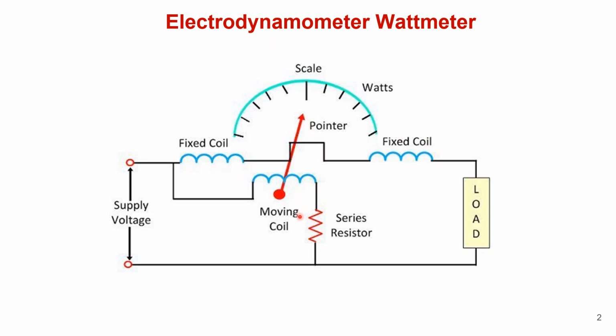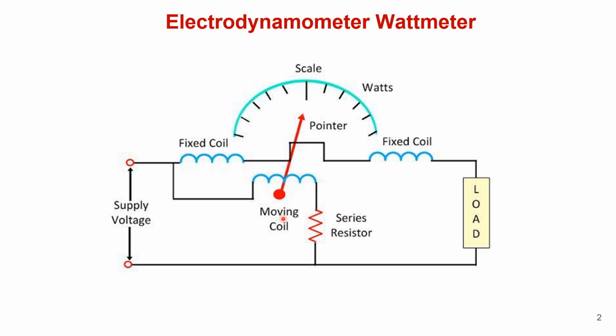Here there is a fixed coil which is divided, half on one side and half on the other side. These two are in parallel to each other and they are connected in series with the load. And we have one more coil, the moving coil, which is connected across the load through the series resistor.